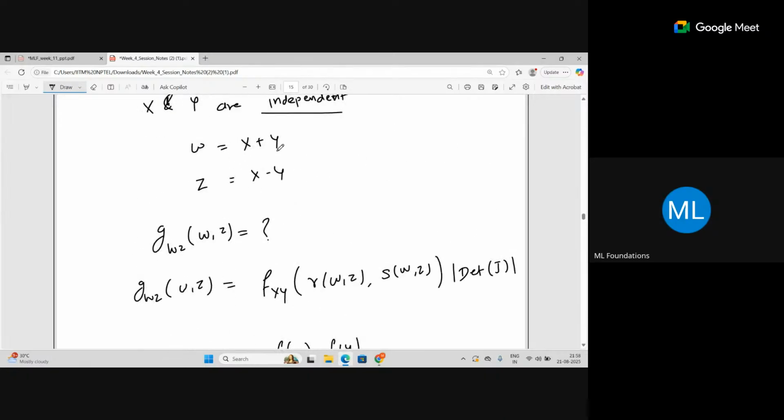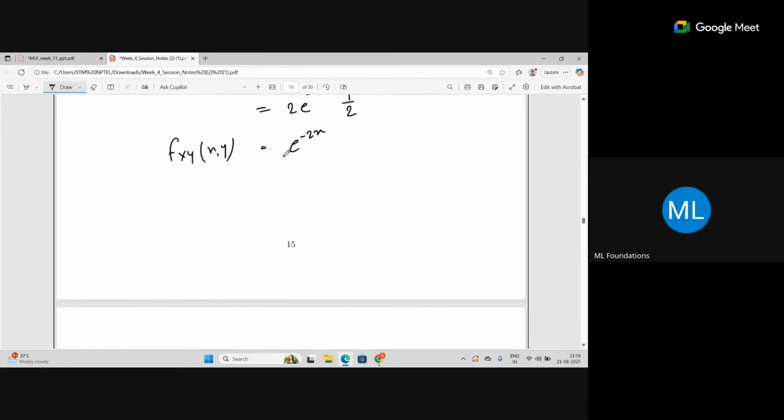I have been given these two equations, w and z. They are already in terms of x and y. I need to convert them into x and y: w is x plus y, and z is x minus y. If I add these two, what will I get? 2x equal to w plus z. That gives me x as w plus z by 2.